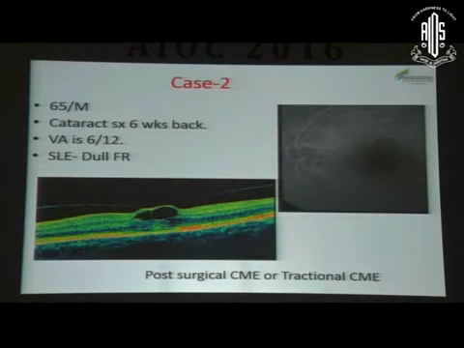If you look at the FA, the disc is okay, there is no staining of the disc, and the leakage pattern also is not like the typical post-surgical cystoid. So this is more because of the traction. Here you could counsel the patient for vitrectomy, because this is not post-surgical CME. So this you cannot diagnose just based on the OCT. You need the help of FFA.